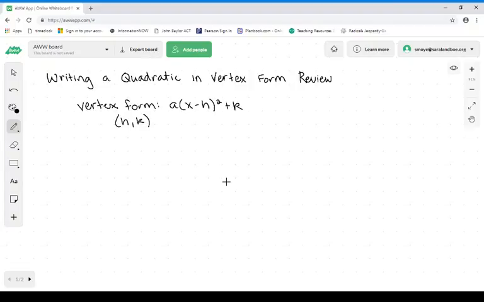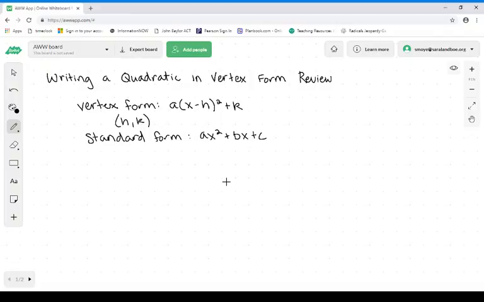And if we're being asked to write it in vertex form, then it must have been given to us in standard form. Remember, that is ax^2 + bx + c. So these two a values are the exact same. It's telling us how that quadratic was stretched or compressed. And if a was negative, it would tell us if the quadratic had a reflection to the graph.